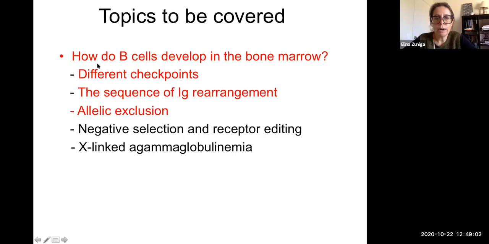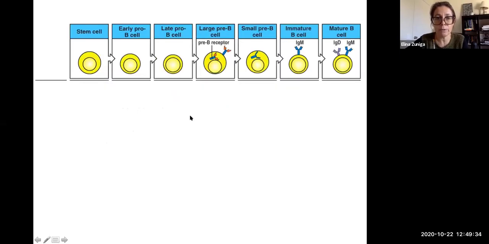So now we will learn that there are different checkpoints throughout the development of the B cells to make sure a functional BCR is on its way. We will also learn in which sequence the immunoglobulin loci are rearranged to form the functional BCR. And ultimately, we will learn about allelic exclusion and what that means, okay?